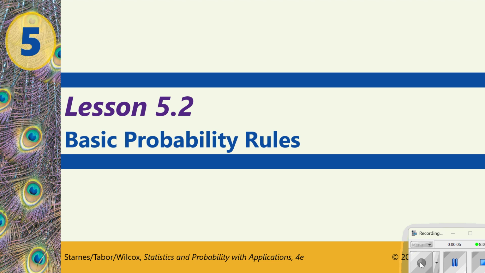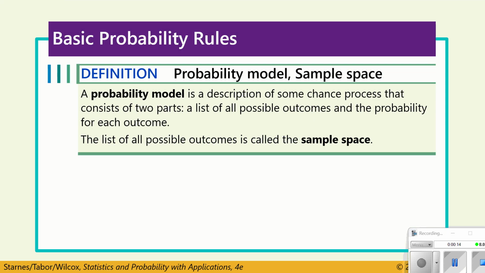In this video, we're going to talk about basic probability rules. So a probability model is a description of some chance process that consists of two parts: a list of all possible outcomes and the probability for each outcome.